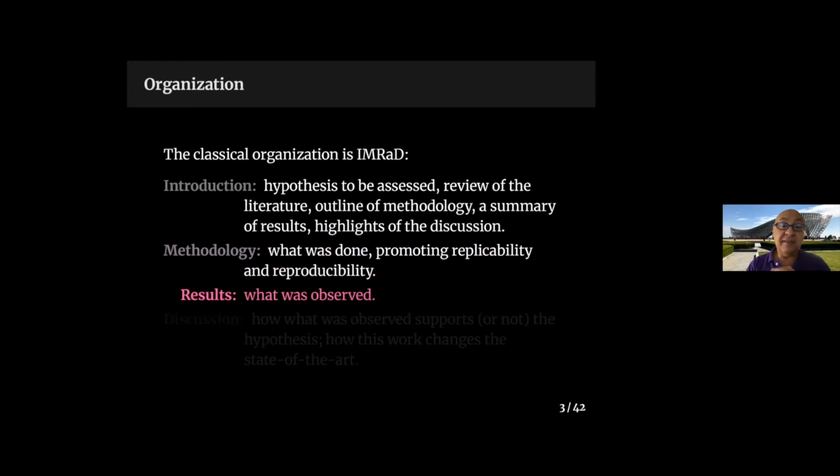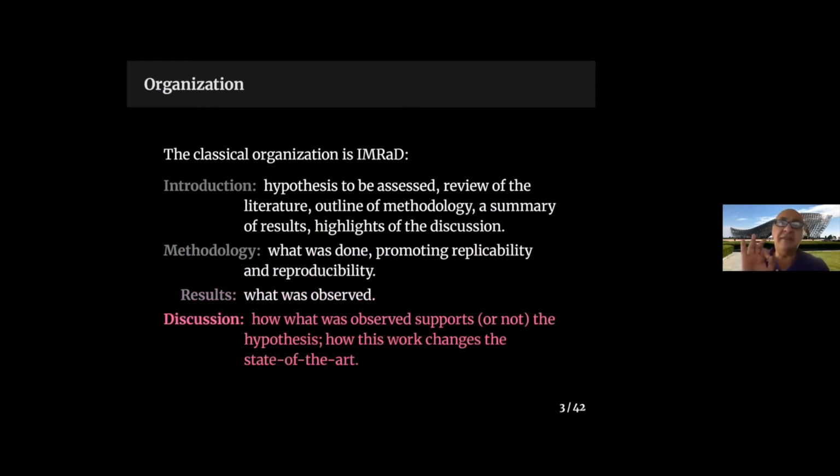What comes in the results? Well, by doing what you said you did in the methodology, what did you observe? What was the outcome of your methodology? And what is the discussion? The discussion is the most important part of the paper. The discussion is not a summary of the paper, although it may have a very small part summarizing. But the discussion is how what you observed or not changed the state of the art. How what you observed or not relates to the hypothesis, how it supports or disproves your hypothesis. So this is the basic structure.